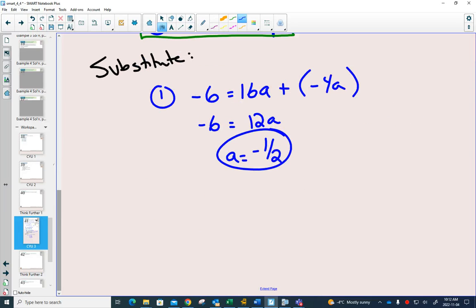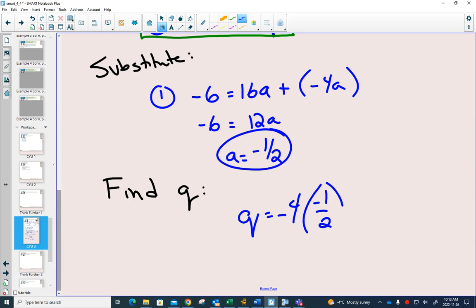Once you have one of them, we can now find q. We knew that q was equal to -4a, so now I can plug in a, and -4 times -1/2 is equal to +2.